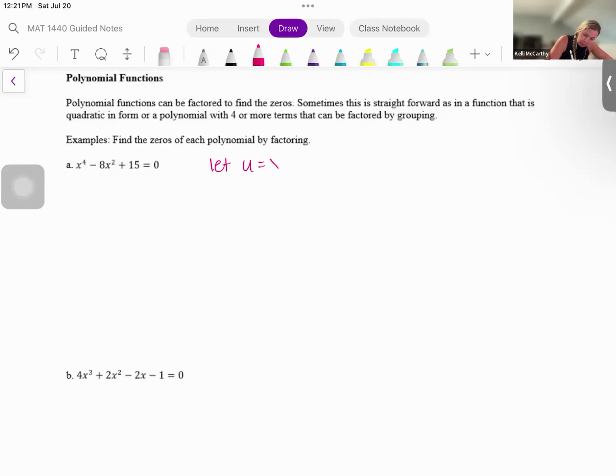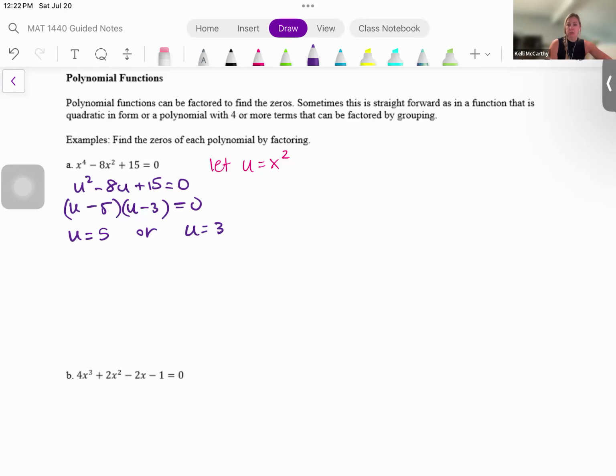We're going to let u equal x squared. So then this becomes u squared minus 8 times u plus 15 equals 0. And now this looks a lot more manageable to factor. Our first terms are u, and then our last terms are going to be factors of 15 that sum to -8. So 5 and 3, we want them both to be negative. And we can set each of these factors equal to 0. We get u is equal to 5, or u is equal to 3.